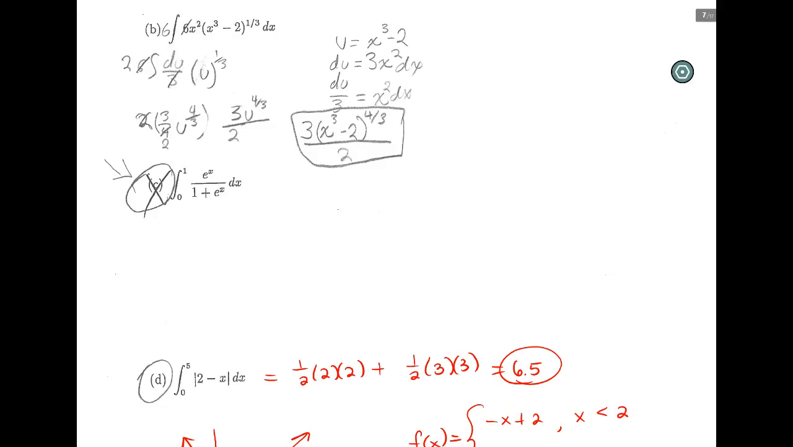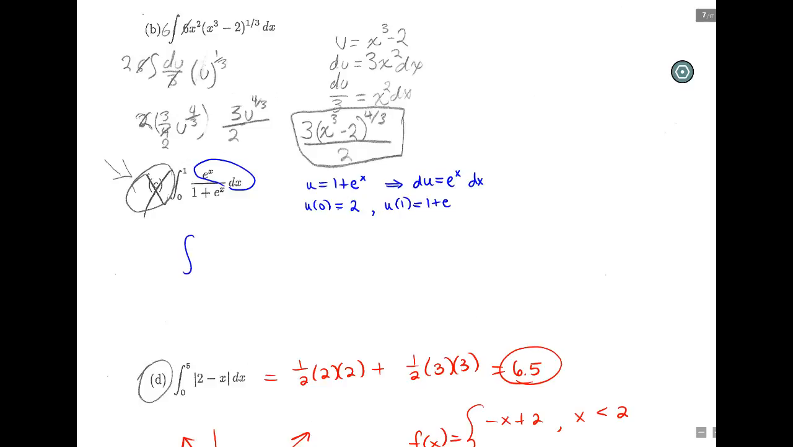Okay, so this one, 8c, we're going to make u equal to 1 plus e to the x. So du is e to the x dx, which I happen to have here. I'm going to change my bounds. So u of 0 is going to be 1 plus e to the 0, so 1 plus 1 is 2. And u of 1 is going to be 1 plus e.